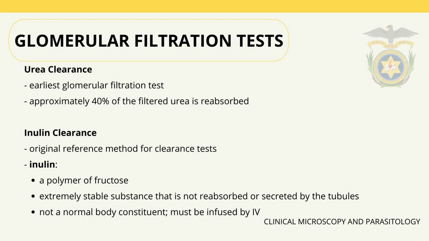Next is the urea clearance. This is the earliest glomerular filtration test. Approximately 40% of the filtered urea is reabsorbed. For inulin clearance, this is the original reference method for clearance tests. Inulin is a polymer of fructose. It is extremely stable, and it is not reabsorbed, nor is it secreted by the tubules. It is not a normal body constituent, and it must be infused by IV.